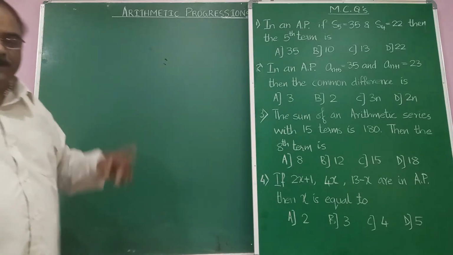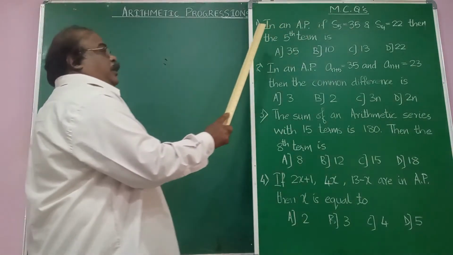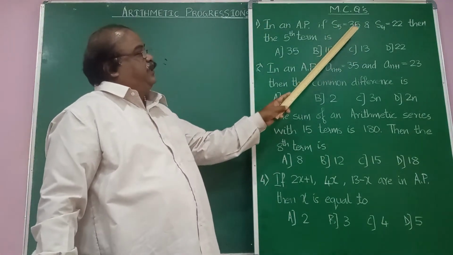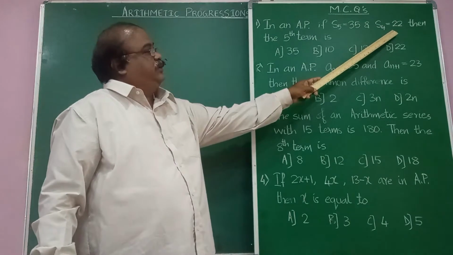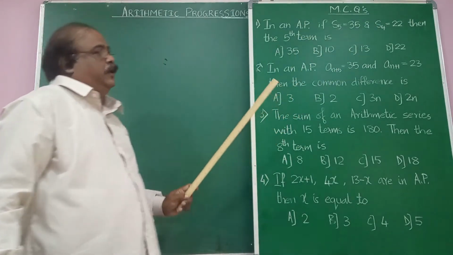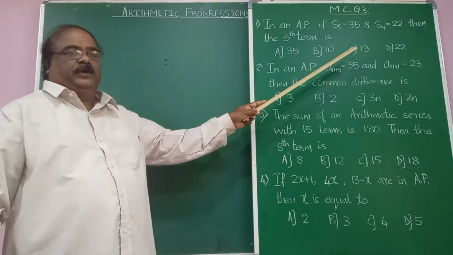We start with the first question. I have written the question on the right hand side of my board. In an arithmetic progression, if S5 is 35, S4 is 22, then what is the fifth term? Four options: 35, 10, 13 and 22.